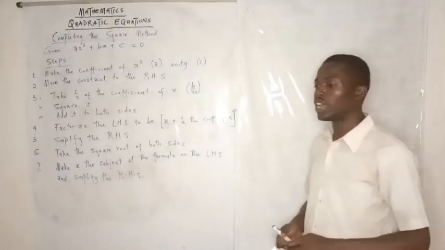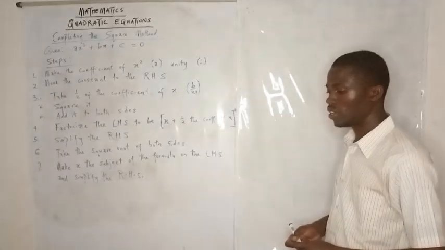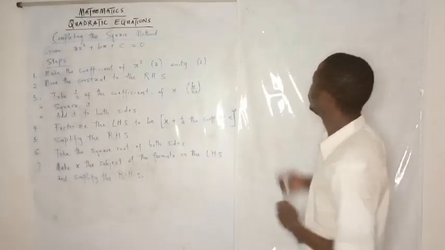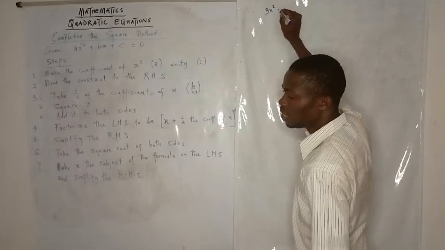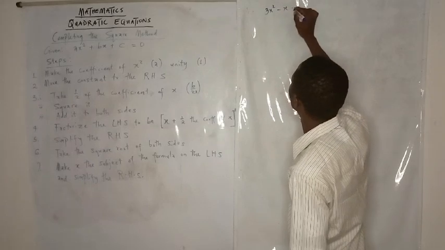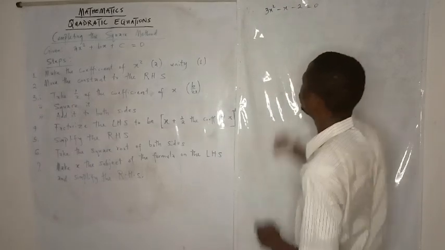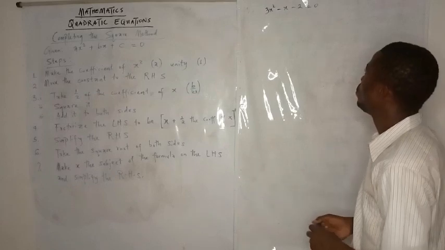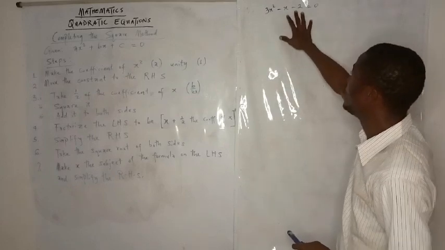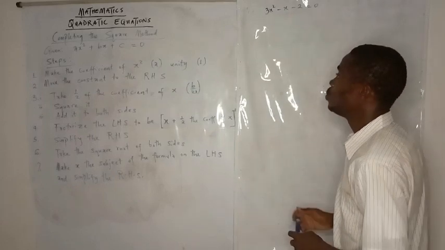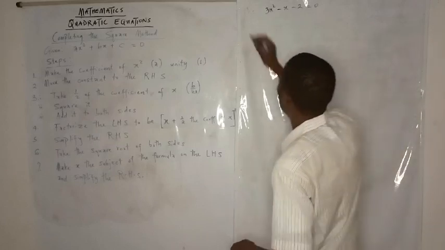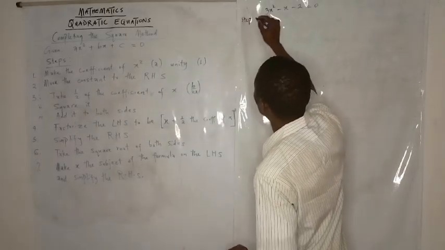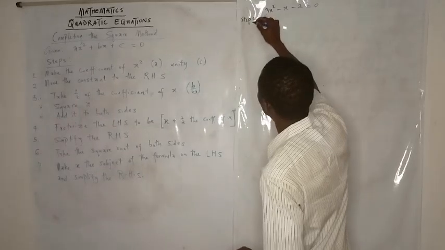So let's have another example. Let's say that we have 3x squared minus x minus 2 equals to 0. So let's say we want to solve this question using completing the square method. So how do we go about it? We have step 1, which is the first step.